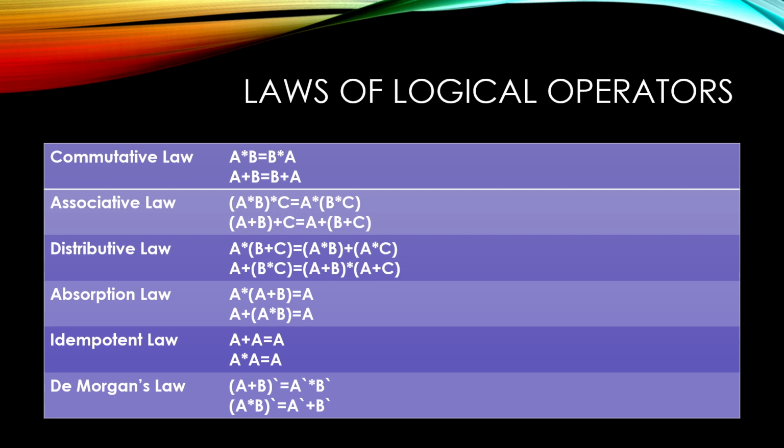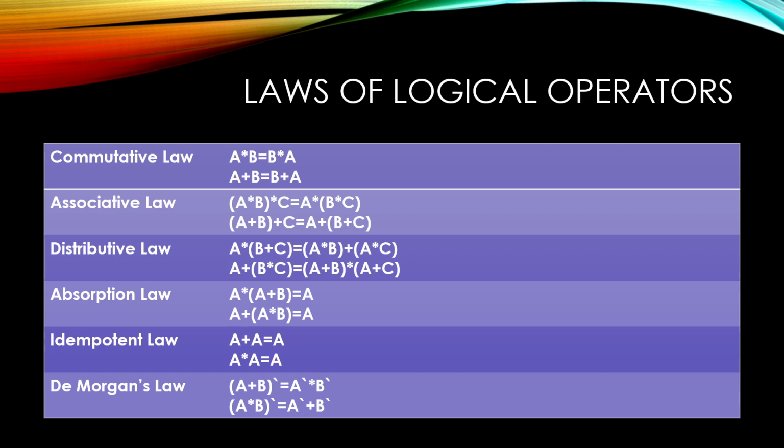Now we have some properties of our logical operations. And boy, don't these look familiar. So we have our commutative, associative, and distributive laws. These are the same as they were for sets, so I'm not going to go over those again. We have the absorption law that states that if we have an AND of A being applied to A or B, then that just equals A.